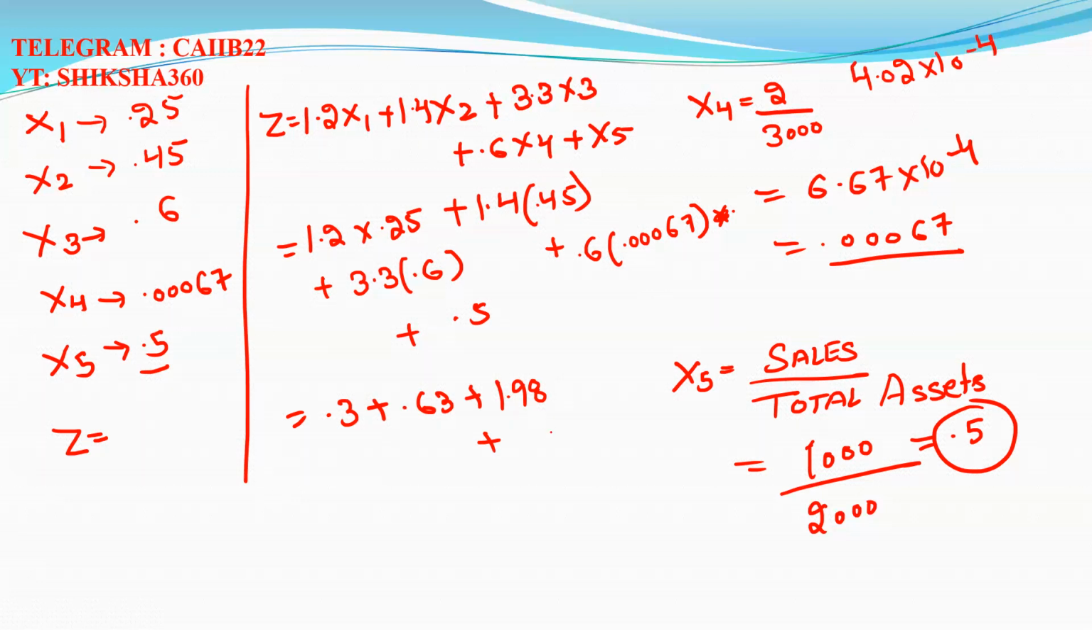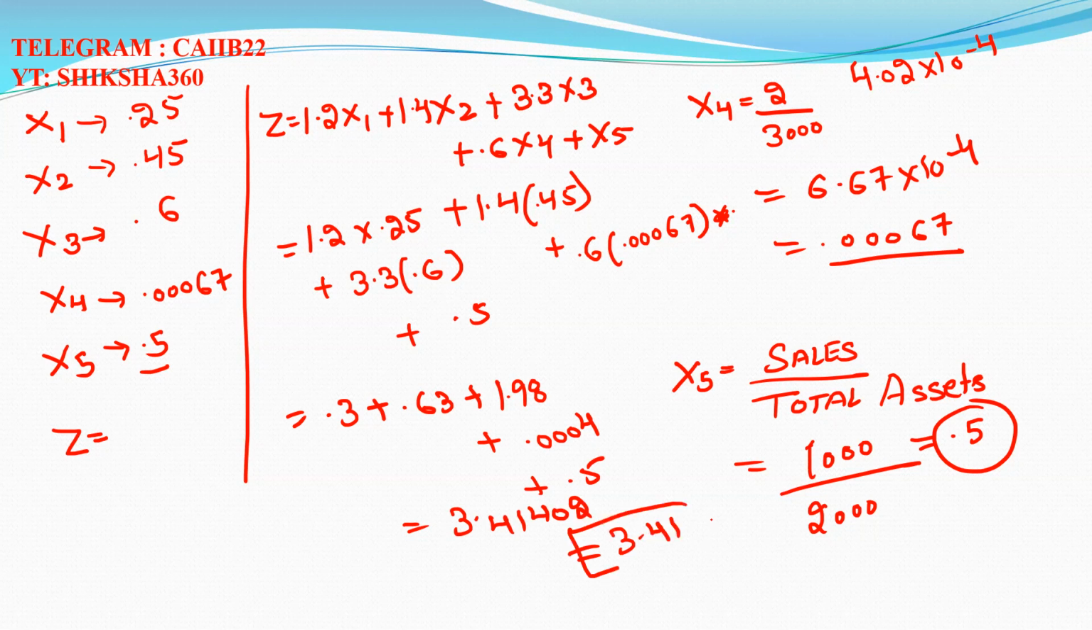So basically we can say that 0.0004, in simple language, plus 0.5. So what is the answer here? Just add: 0.63, 1.98 plus 0.5. So basically we will get 3.41402. Approximately we can say 3.41. Basically this one is the answer.